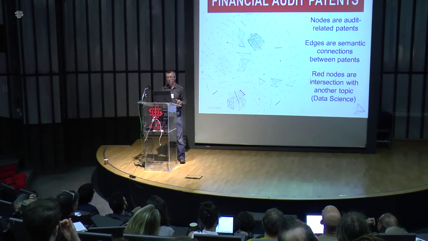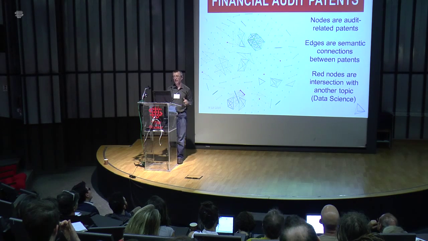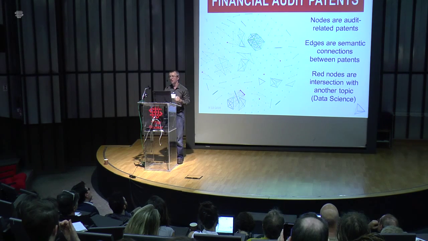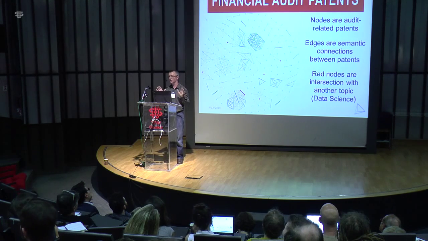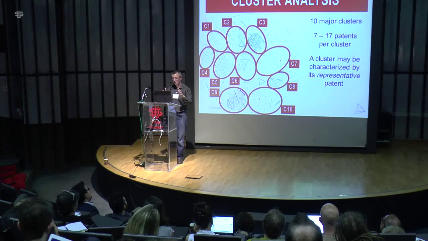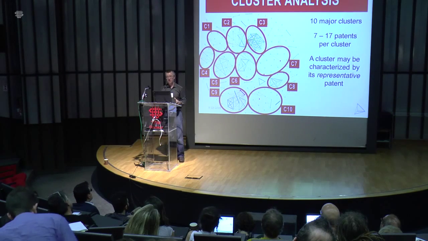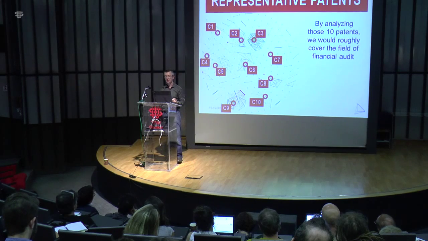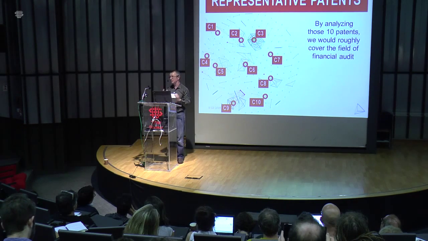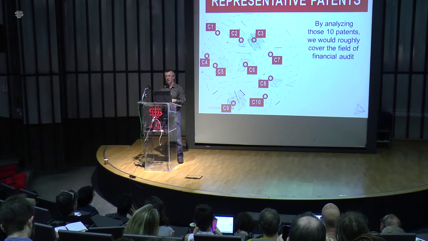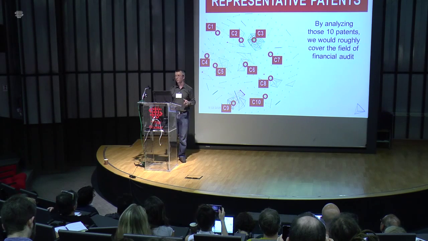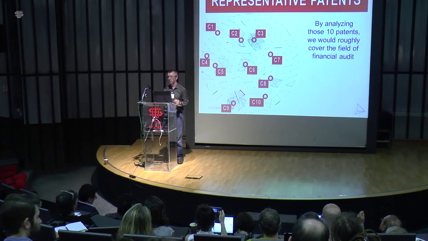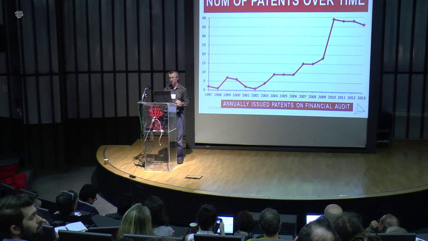And maps look like that, more or less. Once you have a map like that, you can do quite an easy analysis of what's going on in the world of financial audit and patents. There are about 10 major clusters. You choose one central patent here, one centroid. You look through it, you understand what this patent is all about, and you have a good notion of what's going on in the area of financial auditing in patents.